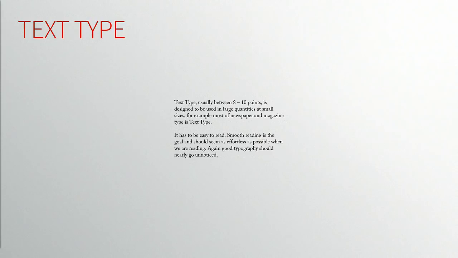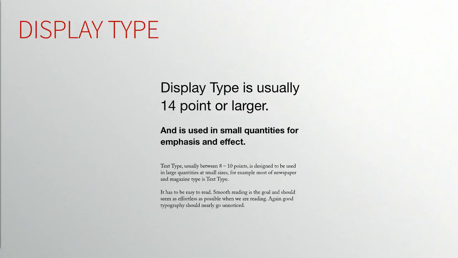For display type, now, this is usually sort of 14 points or larger, and we'll discuss measurements in just a minute as well, but for display type, we're talking about point sizes. So this is usually around 14 points or larger. Larger type, from things like handwriting to space age to whatever you like.